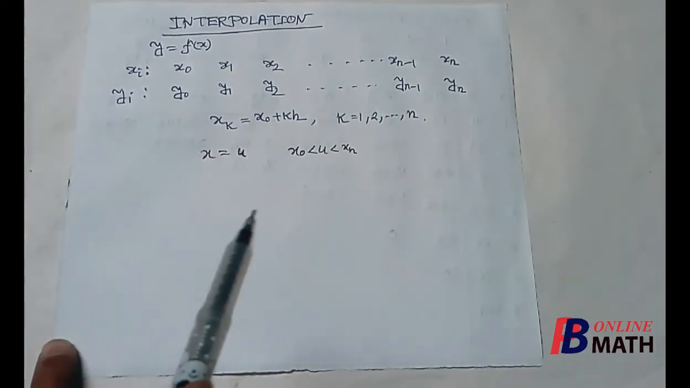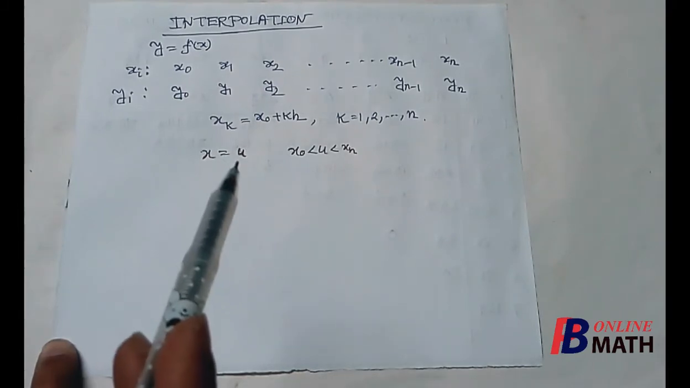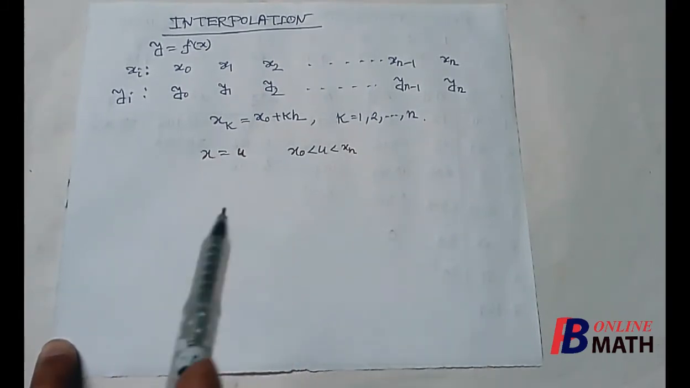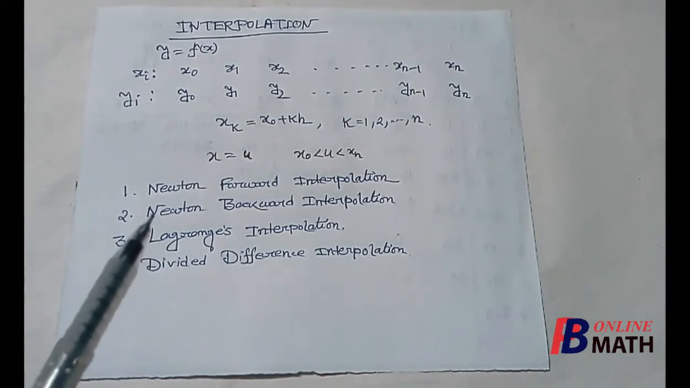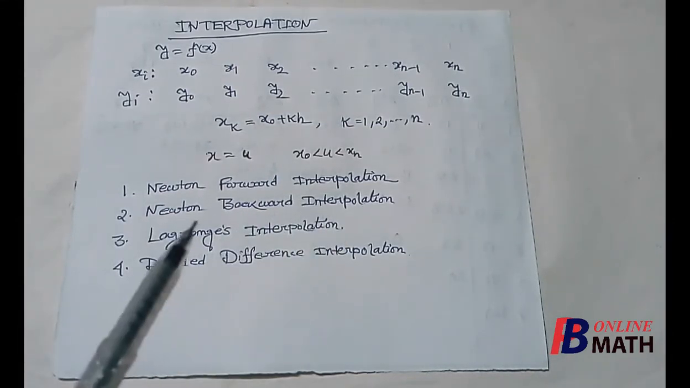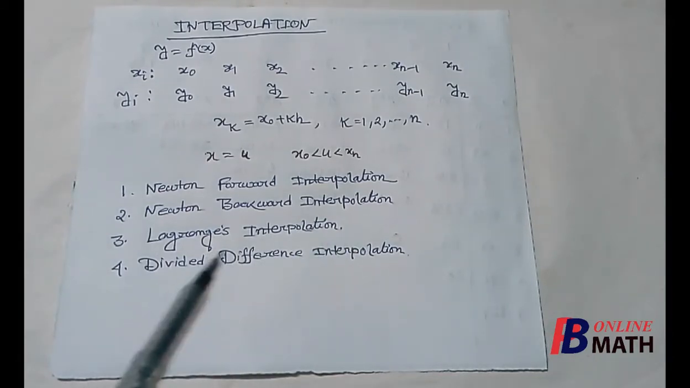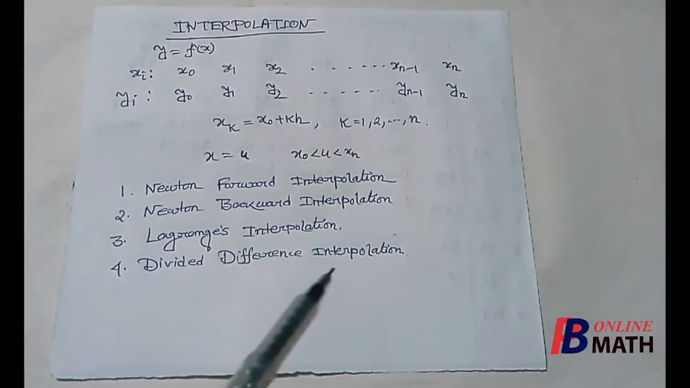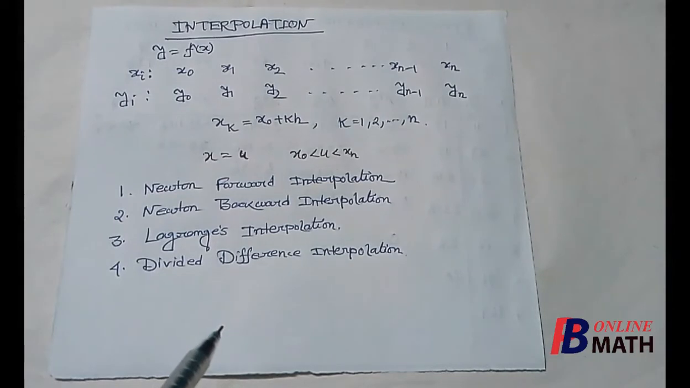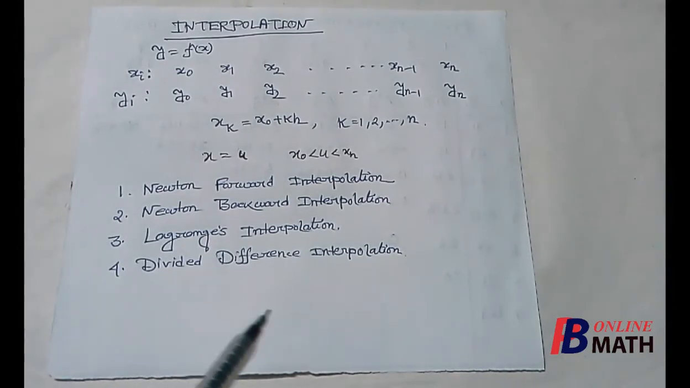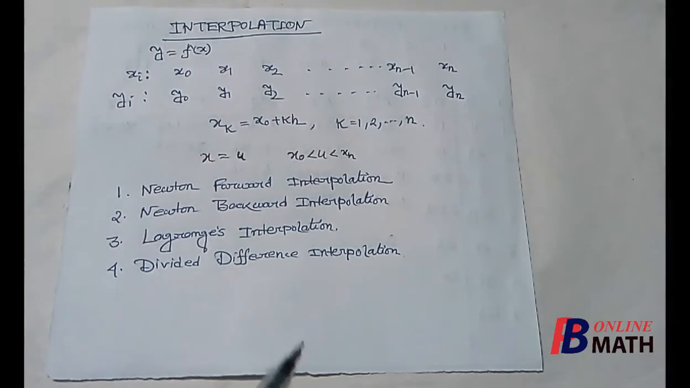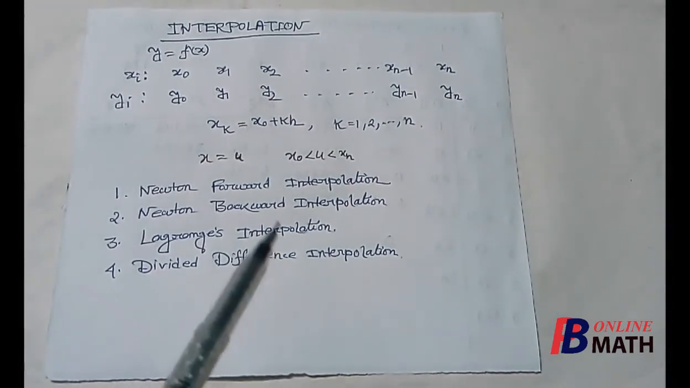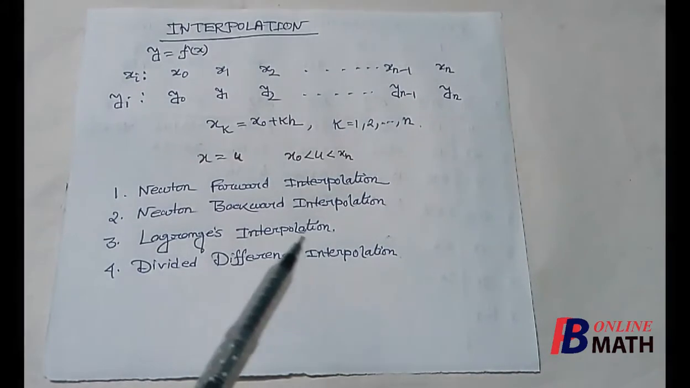So based on the position of this point u, we use different types of interpolation. Here I have written 4 interpolations: Newton's forward interpolation, Newton's backward interpolation, Lagrange's interpolation, and divided difference interpolation. There are a few more interpolation formulas such as Gauss interpolation formula, Bessel's interpolation formula, Stirling interpolation formula. But we can solve any type of problems by using these 4 interpolation formulas.